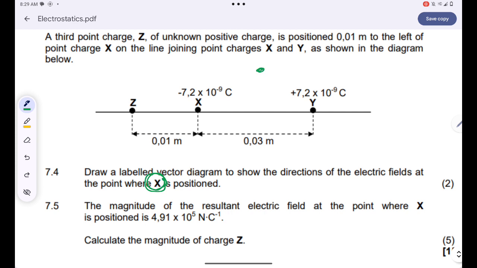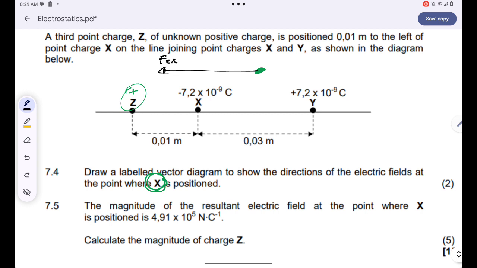Okay, if this over here represents sphere X, let me check how X is going to behave as a result of this positive charge over there. They will attract one another, firstly. So it simply means that X will be pulled towards the left. This is the force between Z and X.